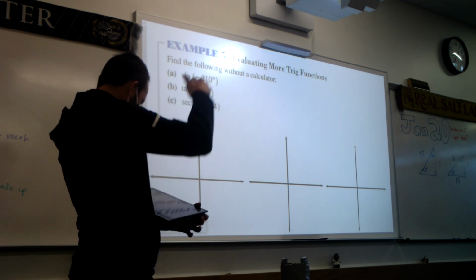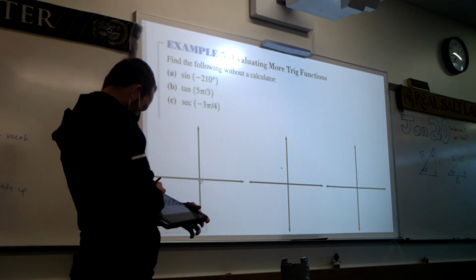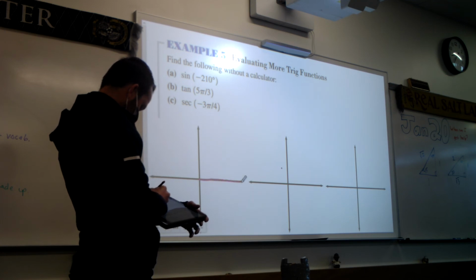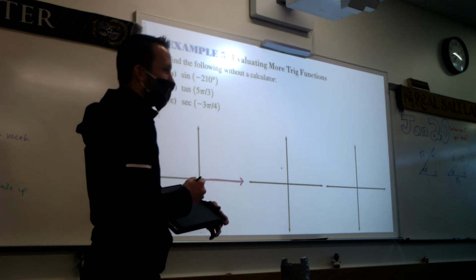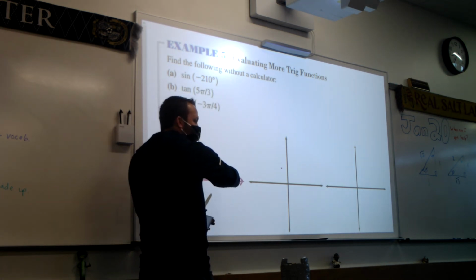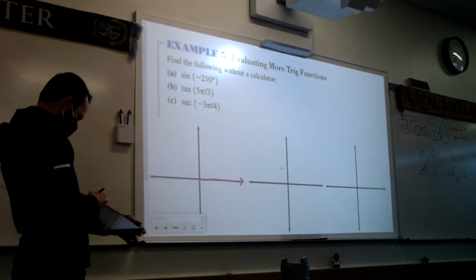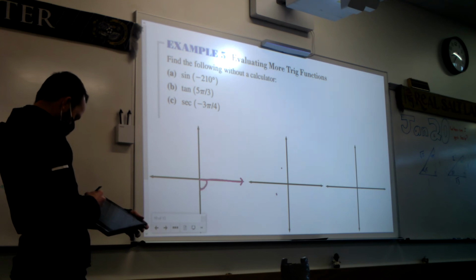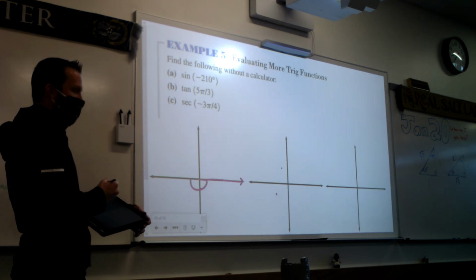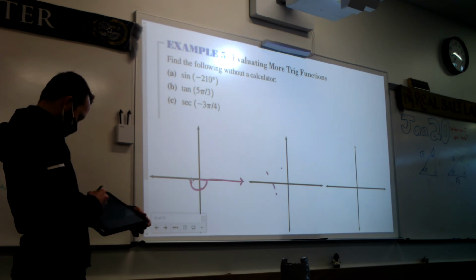First off, what does that negative do? When you're graphing angles, normally we go this way, but what does the negative do? There you go. It goes the other way. So let's go through and graph this. So I'm going to go past negative 90. I'm going to go past negative 180. How much past negative 180 do we go? 30 degrees. Thank you, Josh. So there we go.